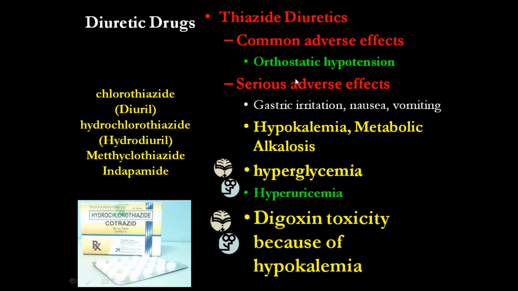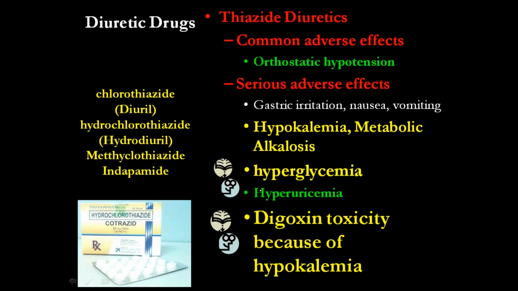So this is very important for NCLEX. Please just remember that the thiazides can produce hyperglycemia. Who produces hyperglycemia? Loop diuretics, thiazides, and osmotic diuretics. So mostly all diuretics can lead to hyperglycemia. The explanation we can do another time, but just remember hyperglycemia.